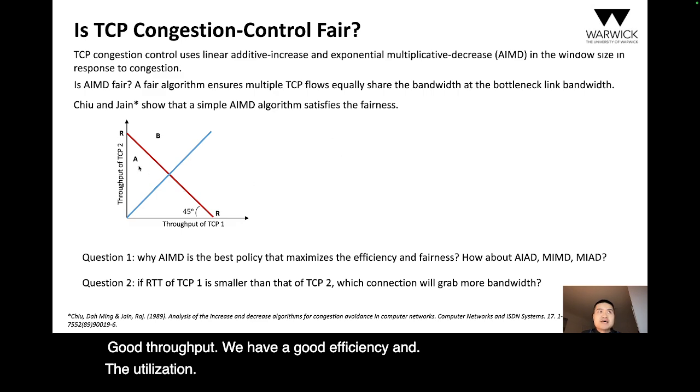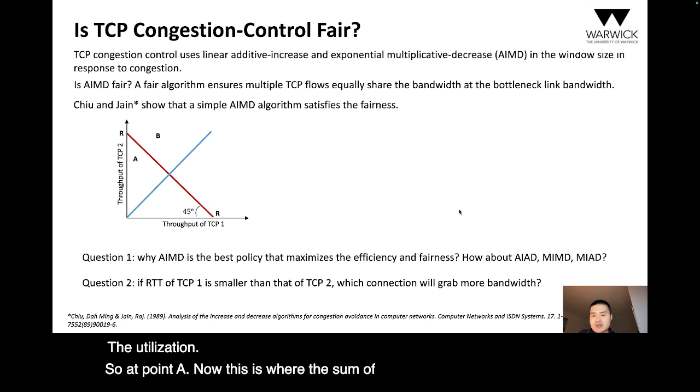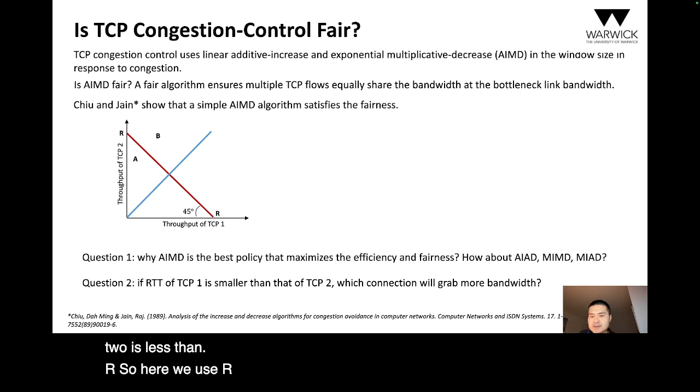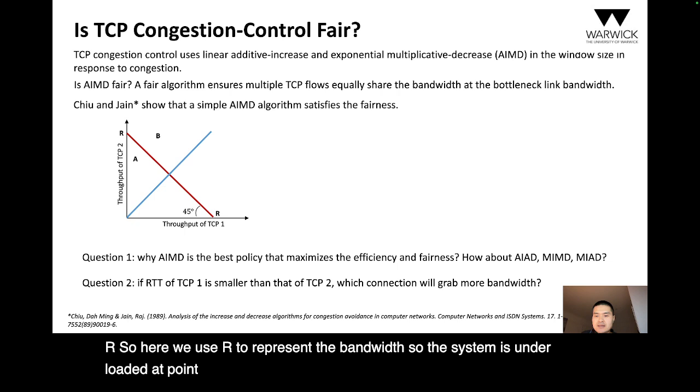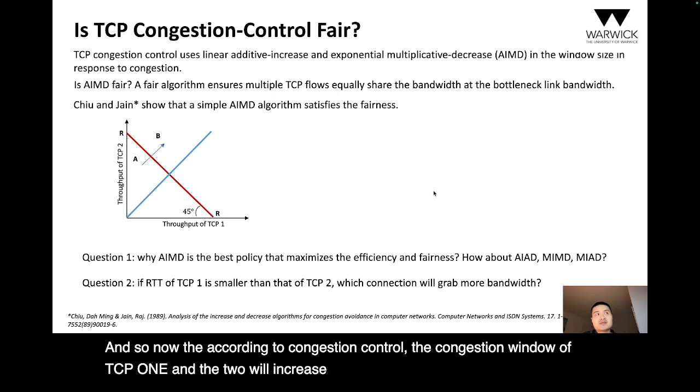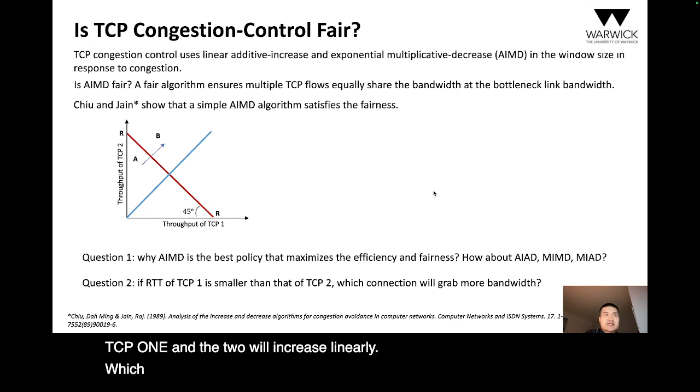At point A, the sum of throughput of TCP1 and TCP2 is less than R. Here we use R to represent the bandwidth. So the system is underloaded at point A. Now, according to congestion control, the congestion windows of TCP1 and TCP2 will increase linearly, which is a linear direction going toward point B.